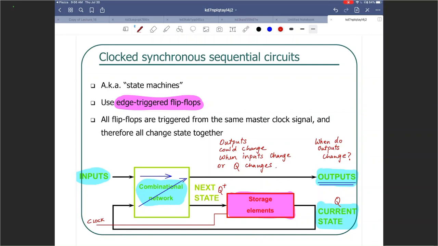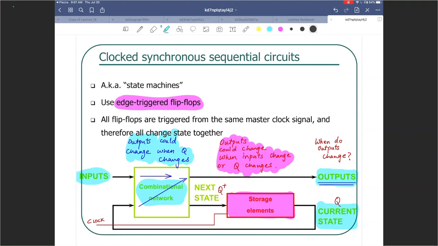So that's one type. And the other type is outputs could change. Let me write the other one in blue. Outputs could change when Q changes, current state changes, because current state is fed back into a combinational network that drives the outputs. So as you can see here, that's the classification, right? One is outputs could change when inputs change, as well as when Q changes, this or this, right? And the other is outputs could change when Q changes.